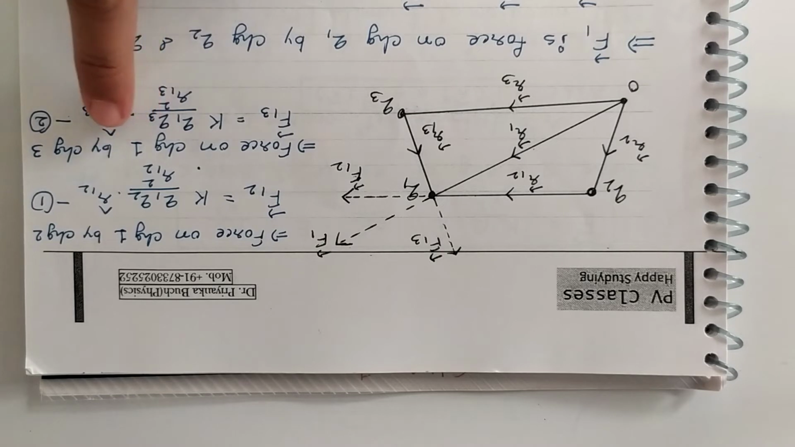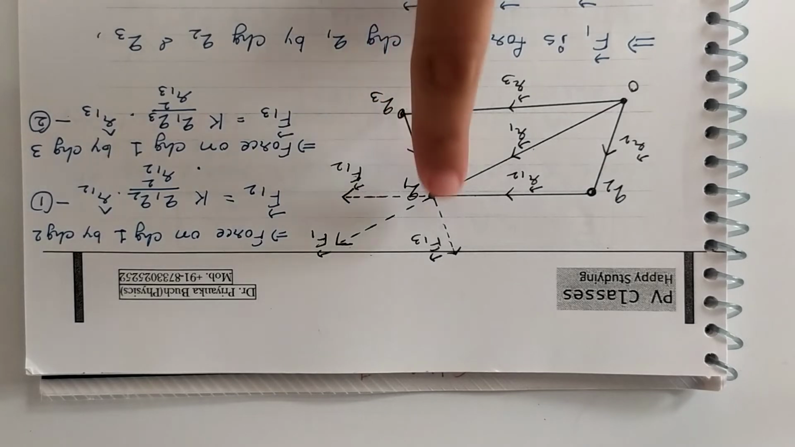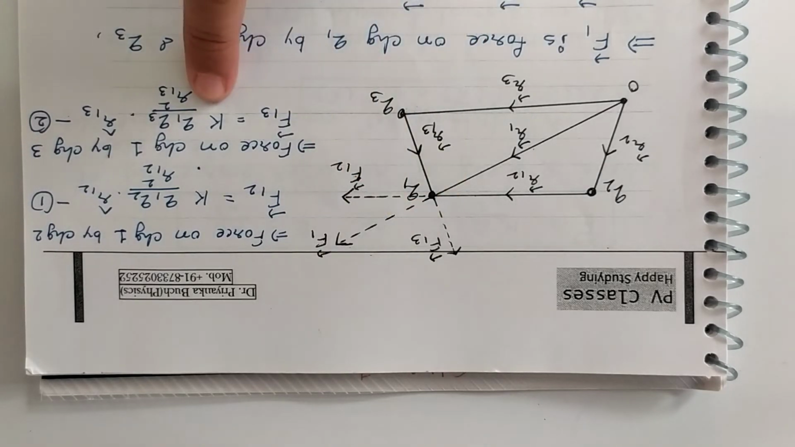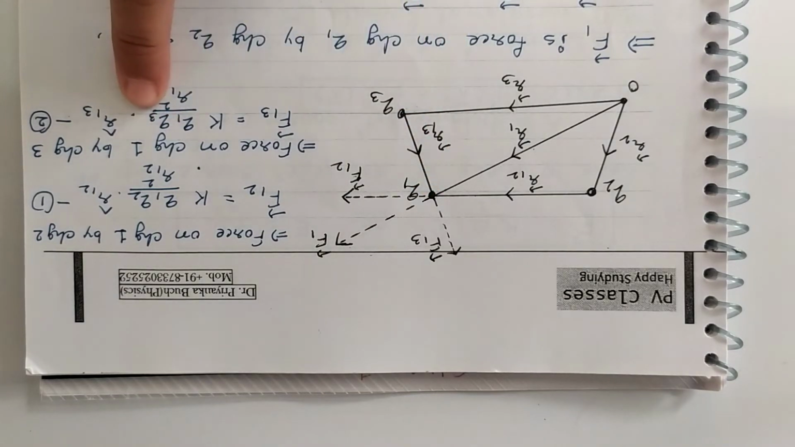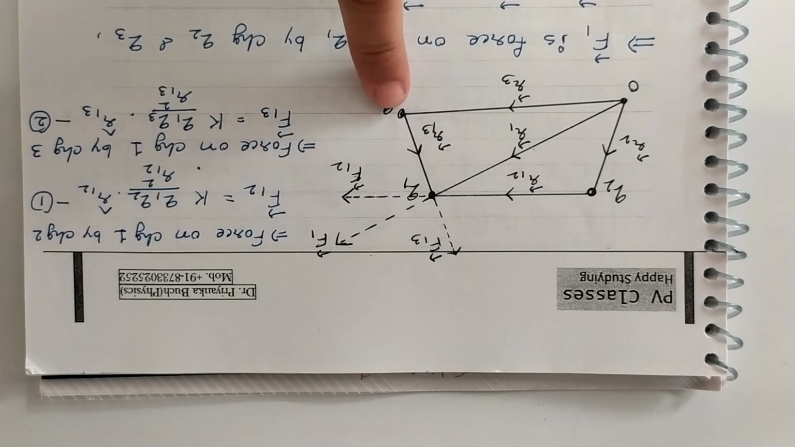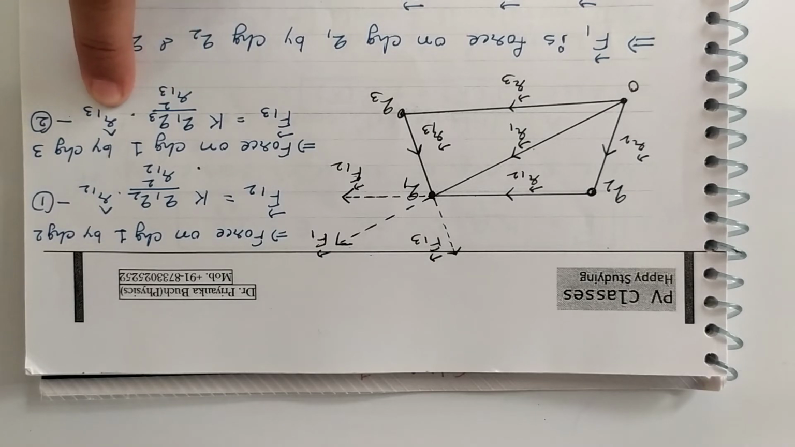Force on charge 1 by charge 3. We can write it as F13. F13 is K Q1 into Q3 upon R13 whole square. We are talking about two charges Q1 and Q3, so we will have Q1 and Q3 in the numerator, and the distance between Q1 and Q3, that is R13, in the denominator, squared, into R13 cap. R13 cap is a unit vector in the direction of R13. Let us call this equation number 2.